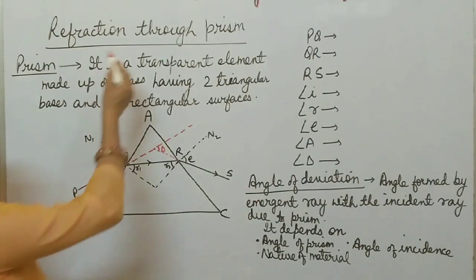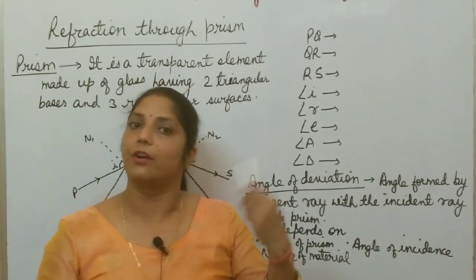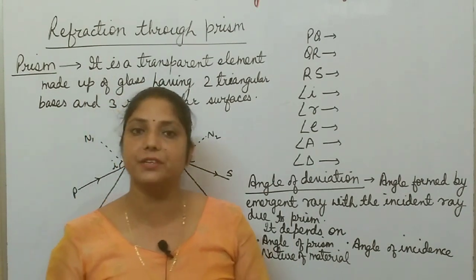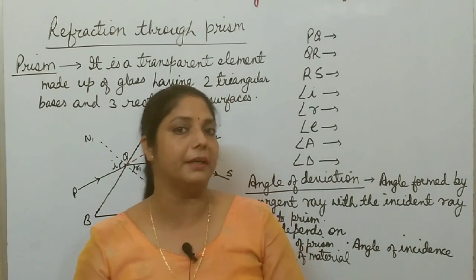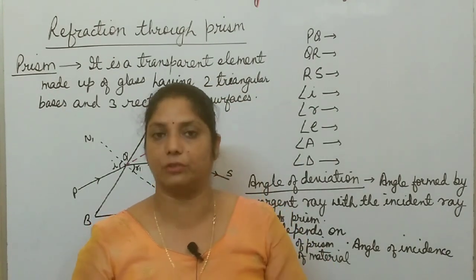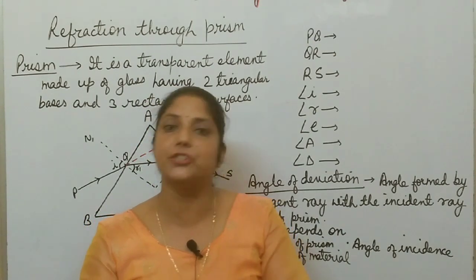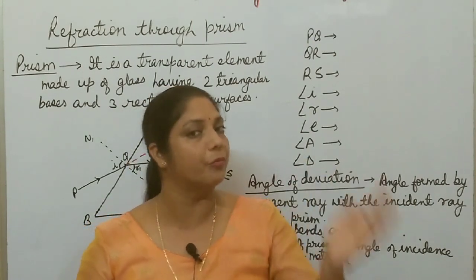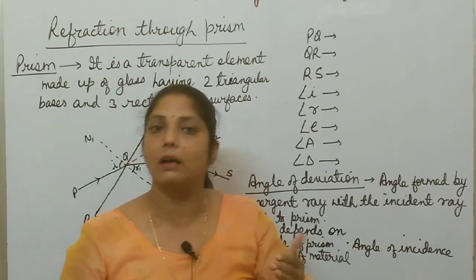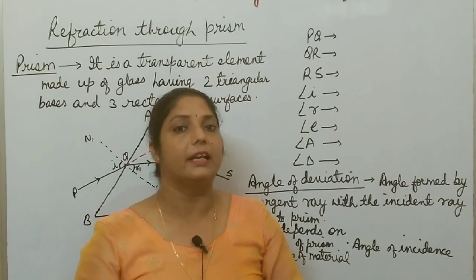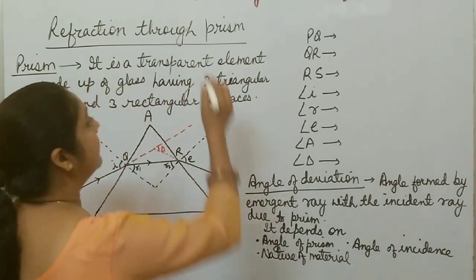Okay. First topic is refraction through prism. You already know about refraction. We already discussed in chapter light. What is refraction? When light ray travels from one medium to another medium, there is a change in path of light. And why does this change or bending of light take place? Due to change in speed of light from one medium to another medium. So what is refraction? The phenomenon of bending of light when light ray travels from one medium to another medium, right? Now another term is prism.